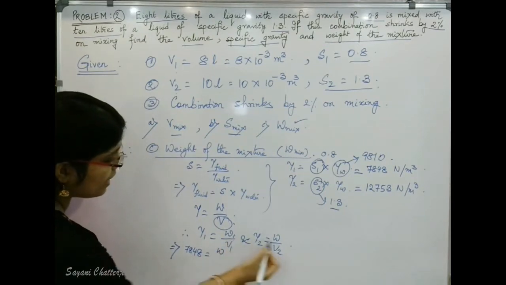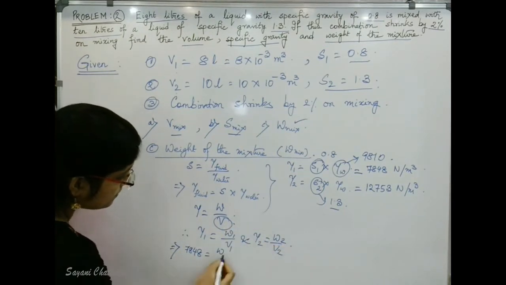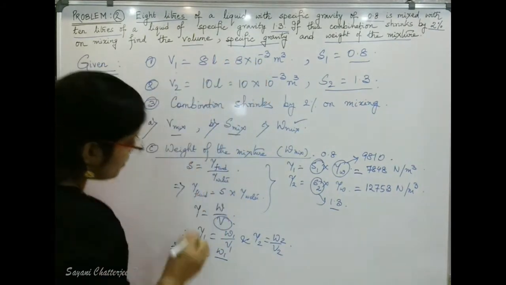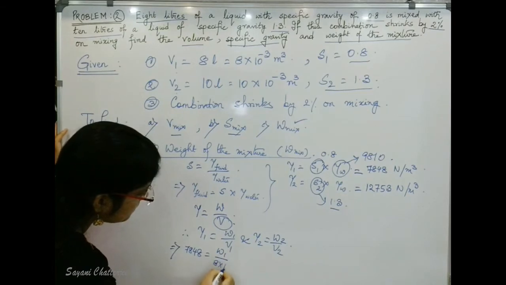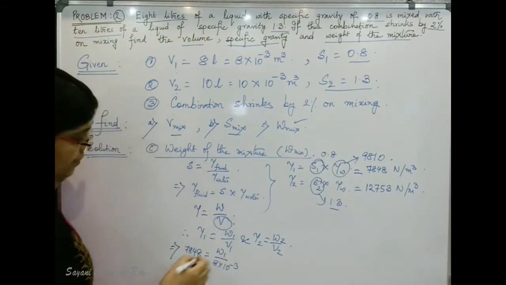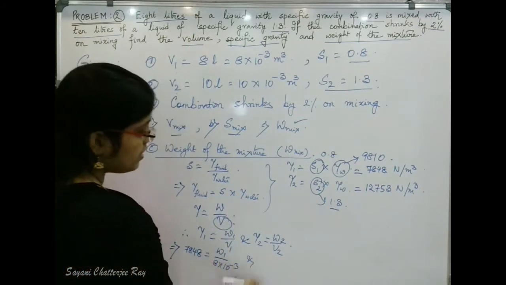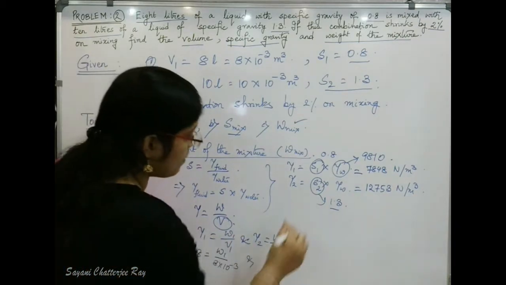So this is W1 and this is W2. V1 is 8 into 10 to the power minus 3. And V2 is, and gamma 2 we have already found out.